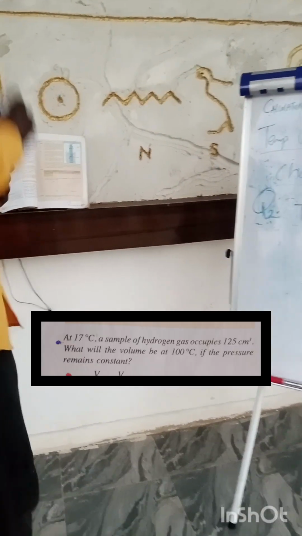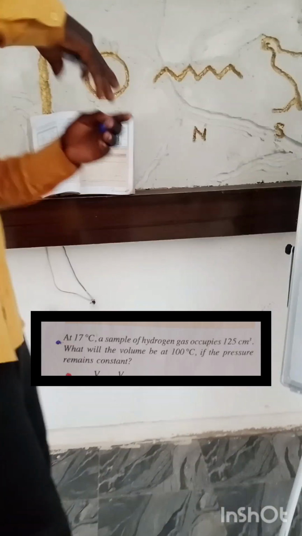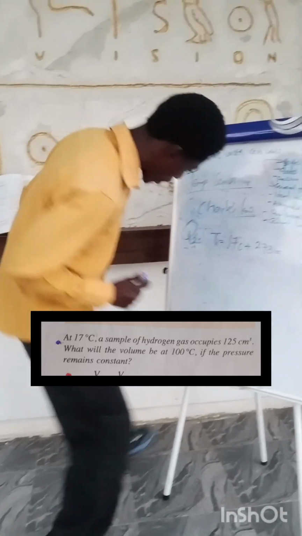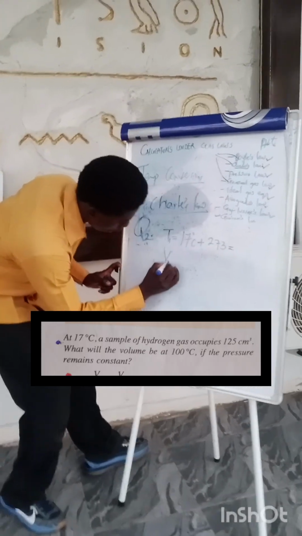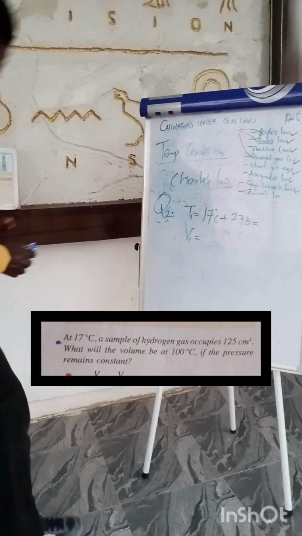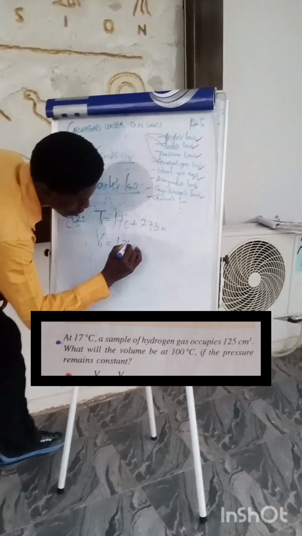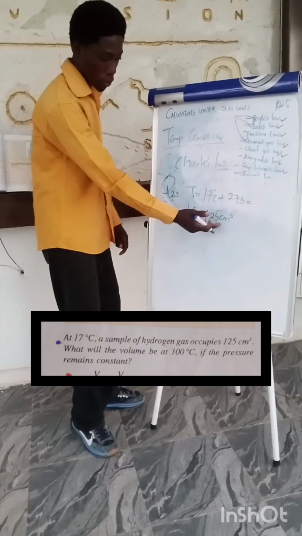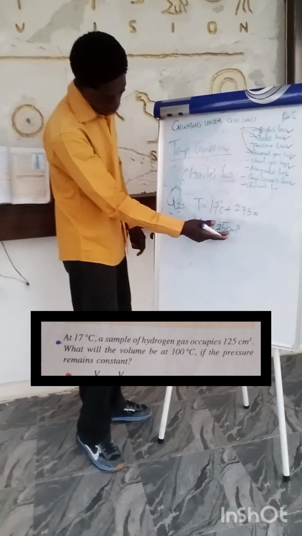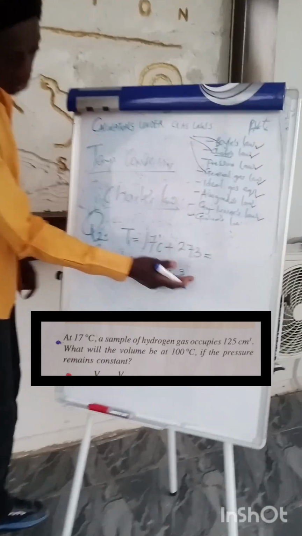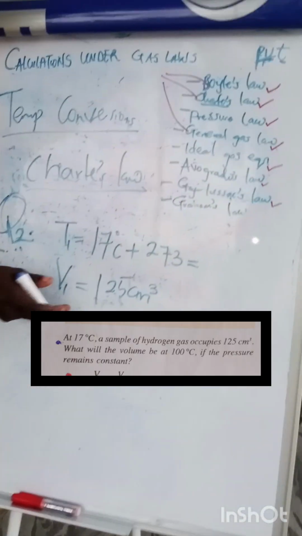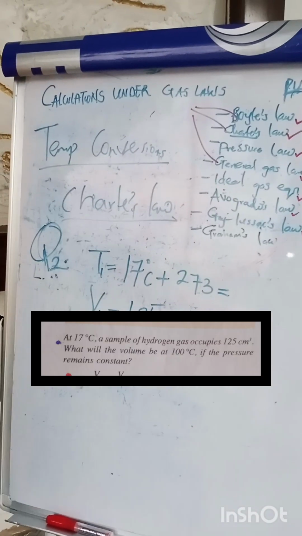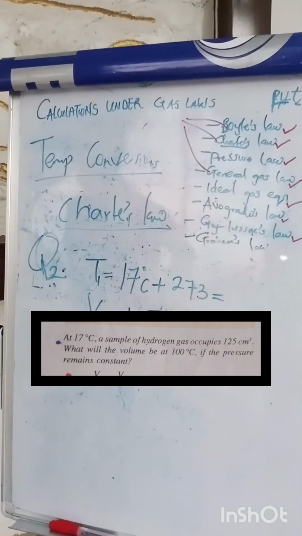They said a sample of hydrogen gas occupies 125 centimeter cube. That is our V1. How do we know this is our V1? From the unit, I can see that this is length times breadth times height, which is in centimeter cube. So definitely this is my volume, and it's the very first volume they gave me. That's my V1, which is 125 centimeter cube.